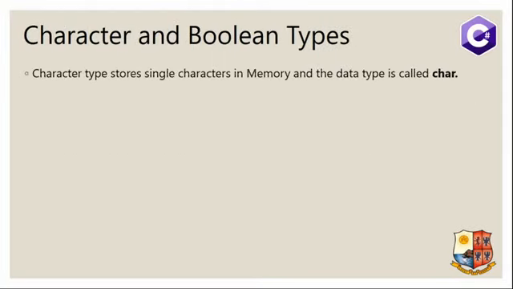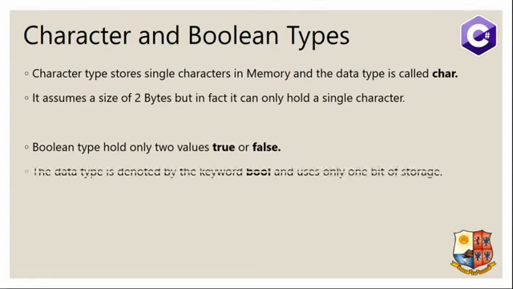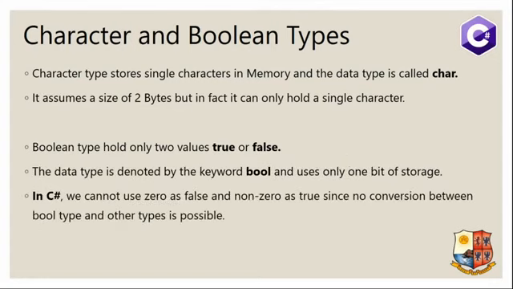Character and boolean, something which you have already come across. Char can store one character, a single character, but it assumes 2 bytes in memory. Boolean can hold true or false, which you already know. But only one difference here in C#: in Python, PHP, we can use if 1 or if 0, which means 1 is true and 0 is false. We can understand like that.